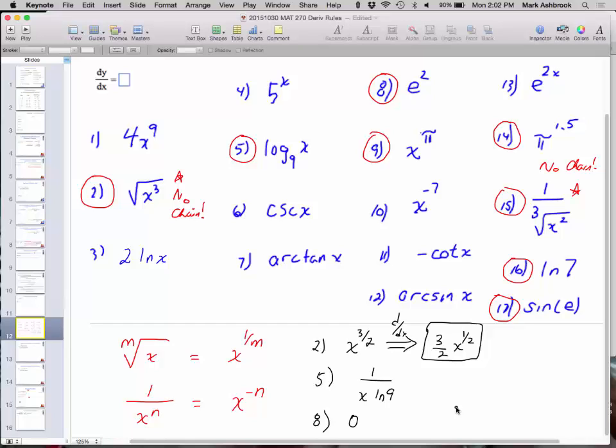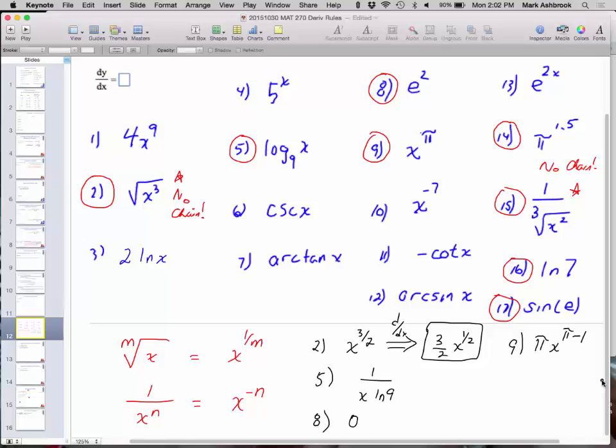Number 9, x to the pi. So for this, is it an exponential function or power rule? That's what you have to figure out on these. You have to make sure you know. Is that an exponential function, or a monomial using the power rule? Power rule, so your x is your base. So it's going to be pi x to the pi minus 1. Don't write 2.14. You just wrote a different function than that. These rate of change functions have to be exact. If you write 2.14, it's not exact. You just rounded your exponent.